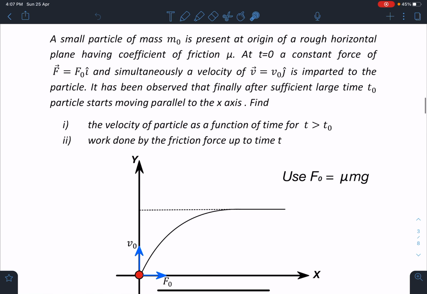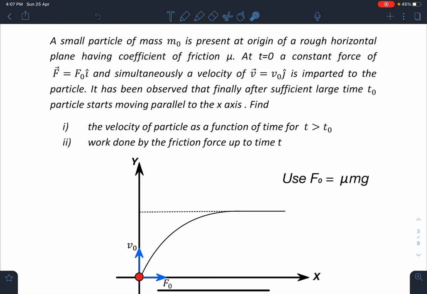So here is the statement of this problem. It's an original problem. A small particle of mass m0 is present at origin on a rough horizontal plane having coefficient of friction of mu. At t equal to 0, a constant force F vector equal to f0 i cap and simultaneously a velocity of v0 j cap is imparted to the particle. And it has been observed that finally, after sufficiently large time t0, particle starts moving parallel to the x-axis. Find number 1, the velocity of particle as a function of time for t greater than t0. And number 2 is work done by the friction force up to time t, which is quite challenging.